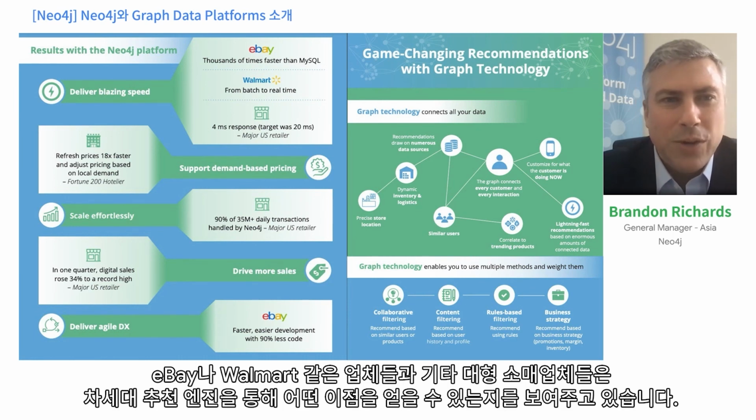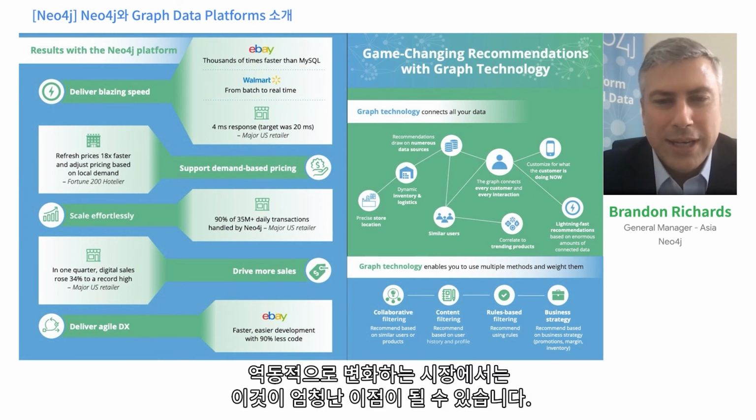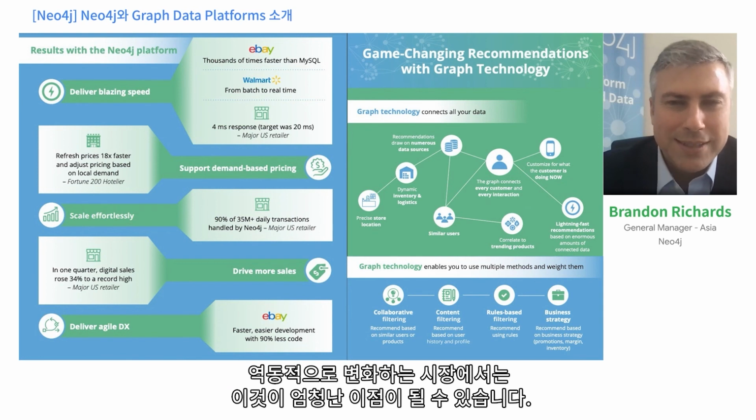Companies like eBay and Walmart and other very large retailers are showing what's capable with the next generation of recommendation engines. We also see companies doing this dynamic pricing, where they can now refresh pricing 18 times faster than what they were able to do before. So in very dynamic markets, this can be a huge, huge impact.